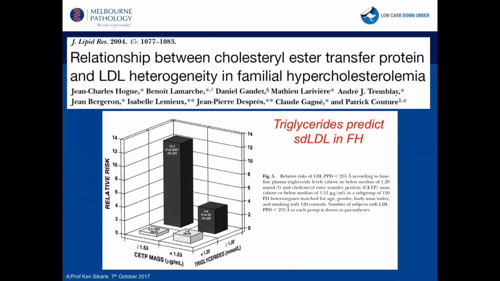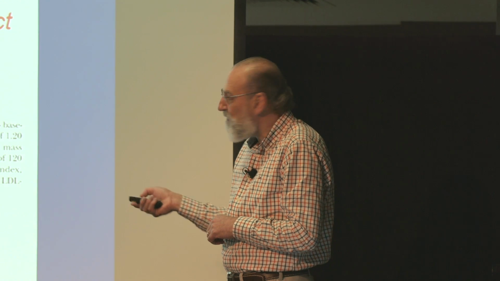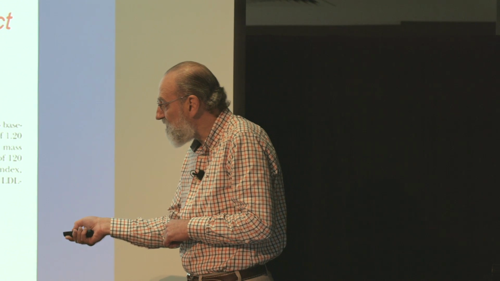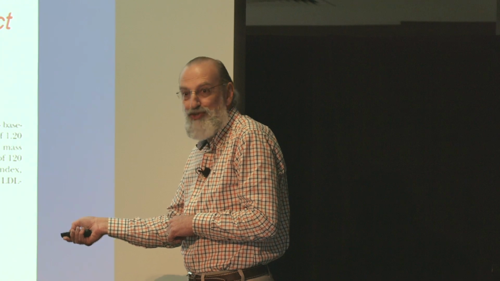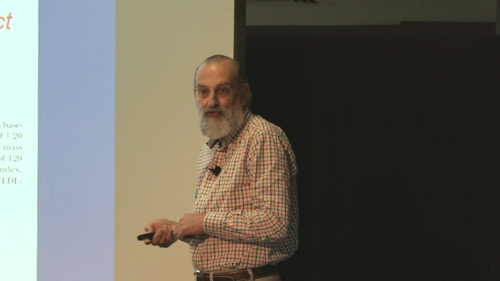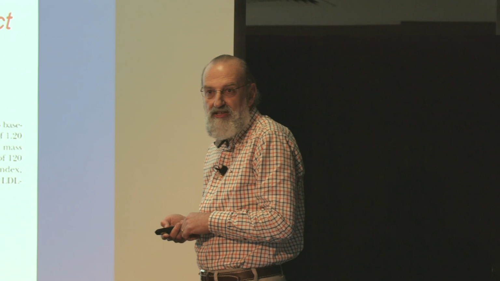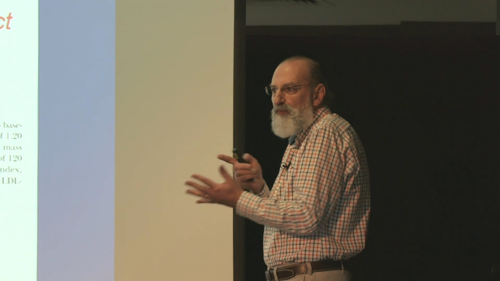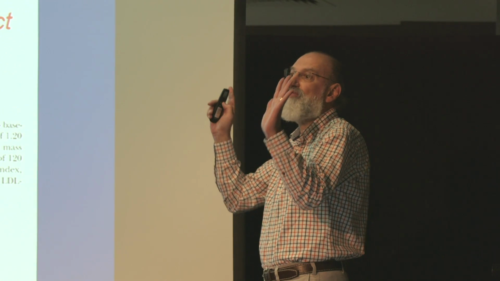And what predicts small dense LDL in familial hypercholesterolemia? The two things that predict it, one is the cholesterol ester transport protein mass, so how quickly you make small dense LDL, because that was the enzyme that drove the process, and the other thing is the triglycerides. So if somebody with familial hypercholesterolemia has a triglyceride above 1.2, they'll have small dense LDL. But you know, the 1.2 is sort of lost in this issue of a cholesterol of 10.